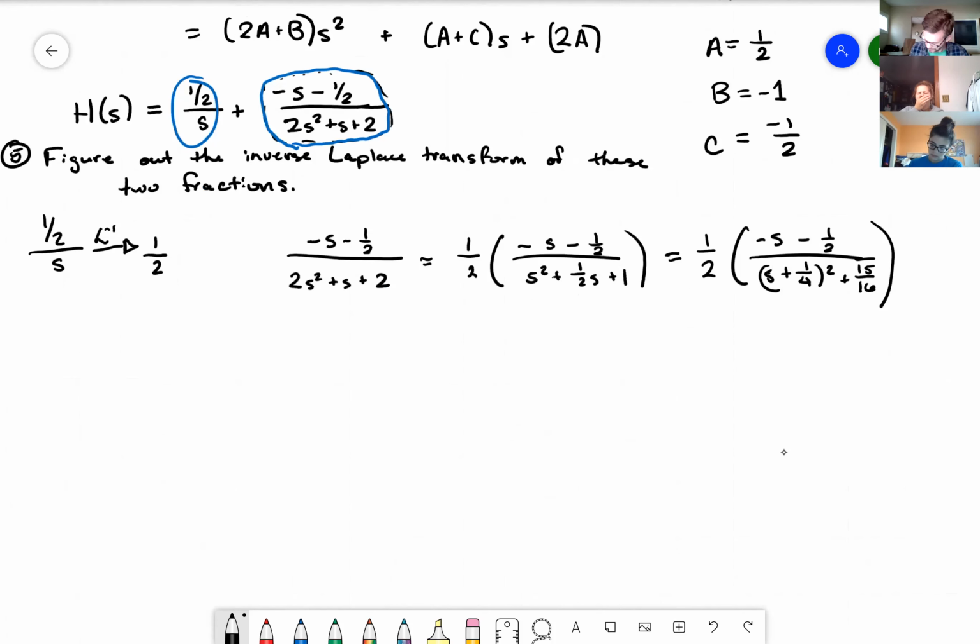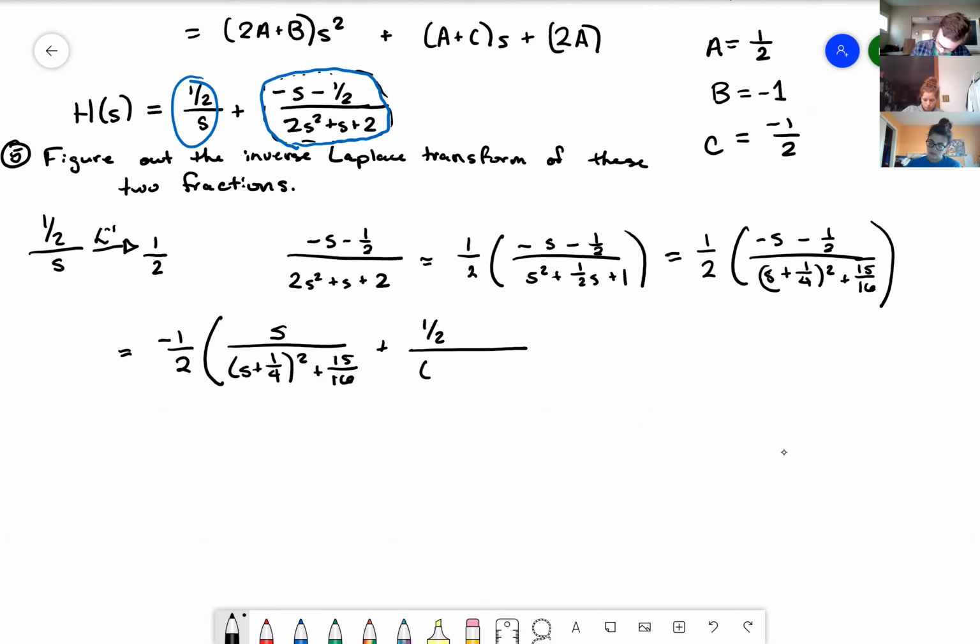Now, I'm going to split this into 2 fractions along the numerator. So 1/2 minus, let's just pull that minus out front. That's kind of a pain. S over s plus 1/4 squared plus 15 sixteenths. Multiplied by plus 1/2 over s plus 1/4 squared plus 15/16. I guess I could have done a little more rewriting that step.